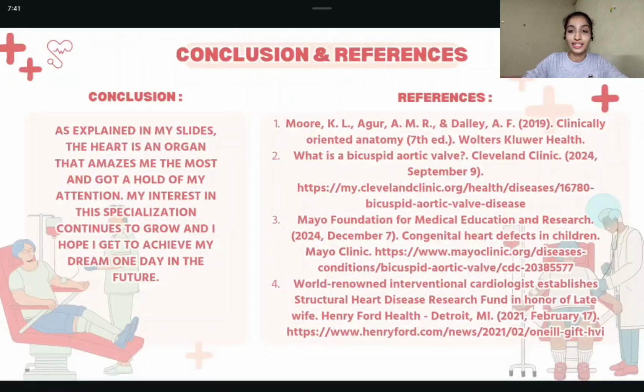Lastly, as explained in my slides, the heart is an organ that amazes me the most and got a hold of my attention. My interest in this specialization continues to grow, and I hope I get to achieve my dream one day in the future.